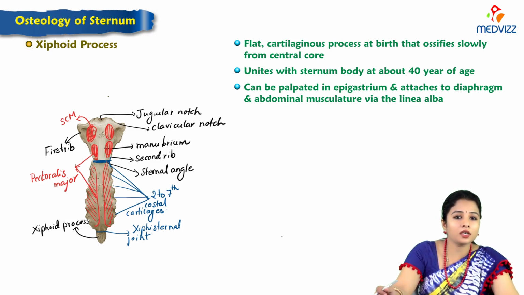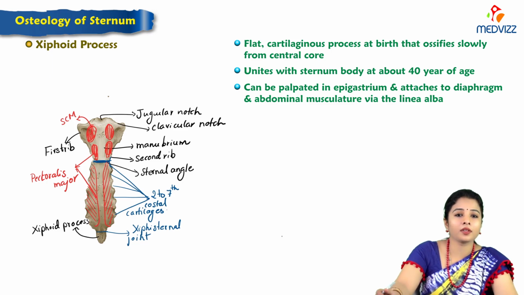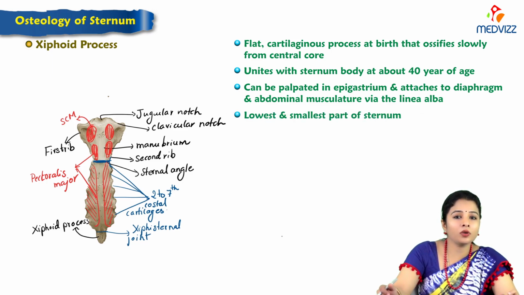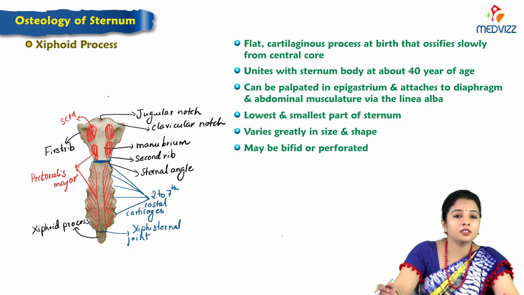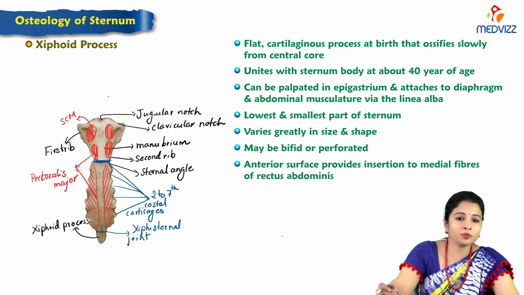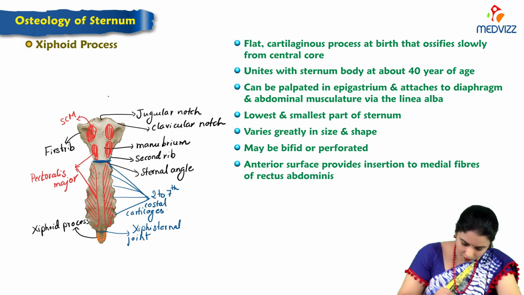So it provides attachment to the diaphragm and abdominal musculature via the linea alba. It is the lowest and the smallest part of the sternum, and it varies greatly in size and shape. Sometimes you may find the xiphoid process is bifid or perforated. Its anterior surface provides insertion to the medial fibers of the rectus abdominis muscle.